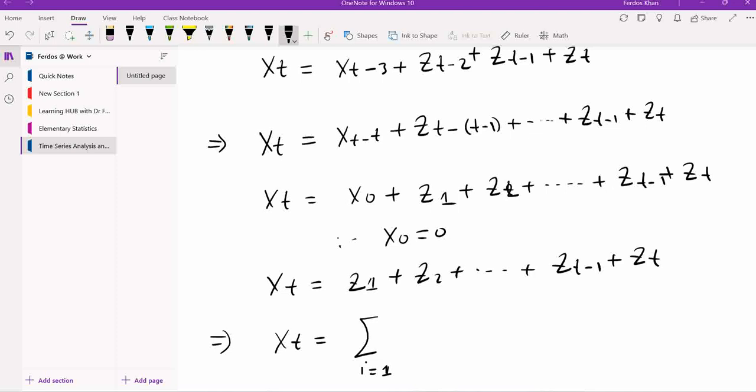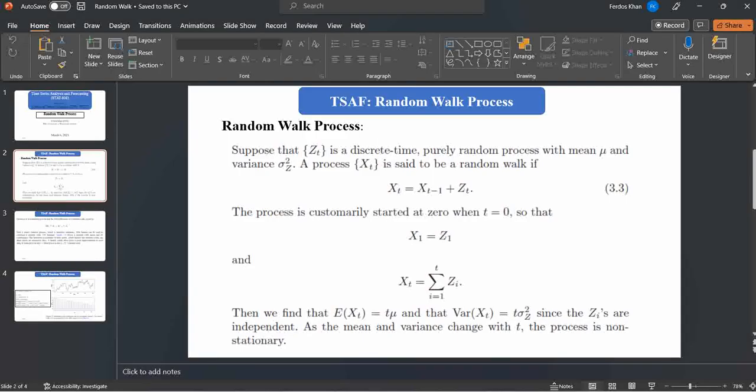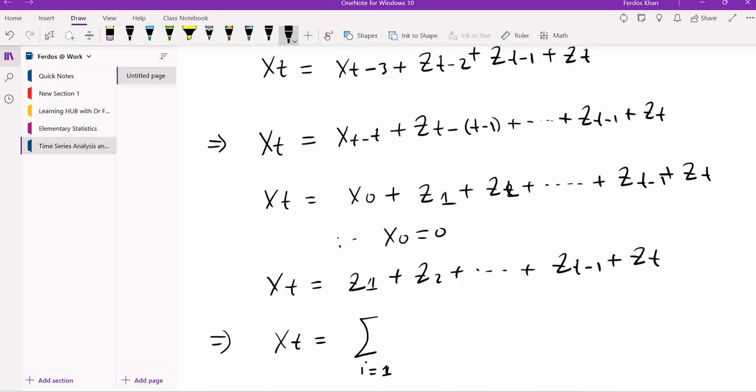up to t, whatever is mentioned in the slides. It depends on you. You can write it by yourself, but it is mentioned up to t. So you can write up to t of zi. So you can write it like this. This is how you can express the random walk process.